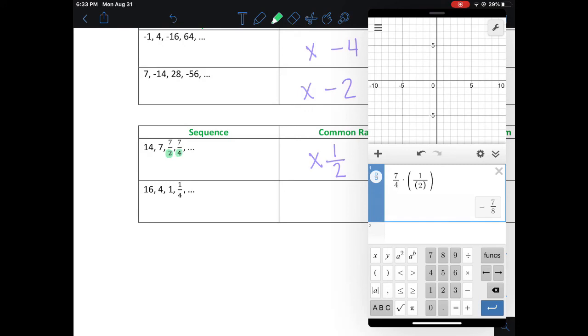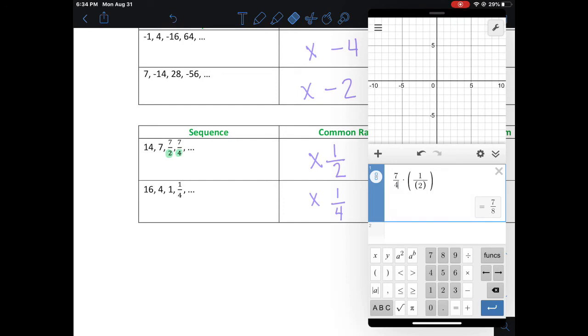Okay, then the last one is 16, 4, 1, and 1/4. What am I multiplying by? Again, my numbers are starting big and they're getting smaller. So when that happens, that should be a big clue for you that you are multiplying by a fraction. So in this case, we are multiplying by 1/4. We divided by 4, okay? 1 divided by 4. Dividing by 4 gives you that fraction with a 4 in the denominator. So hopefully you can remember that. I know it's tricky for some students, but once you get the hang of it, you'll be good to go.